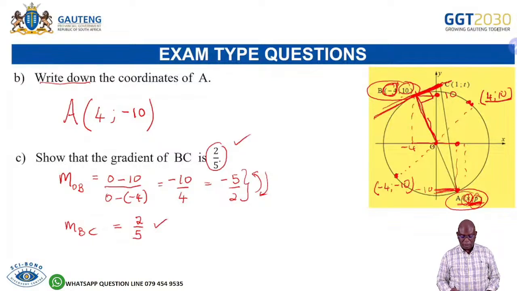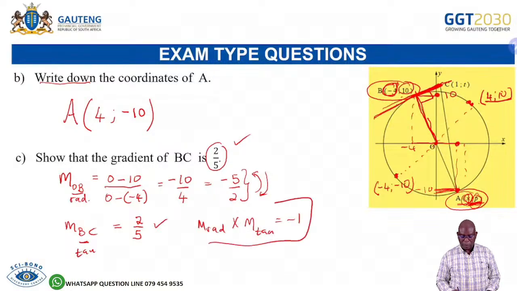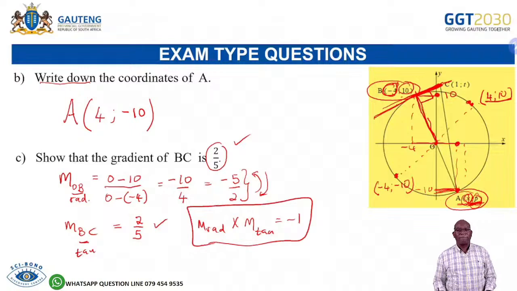So I can see that the gradient of that, which is the tangent here. So this is the gradient of the tangent, and that is the gradient of the radius. And I know that the gradient of the radius times the gradient of a tangent will give me -1. That you must know. Alright.